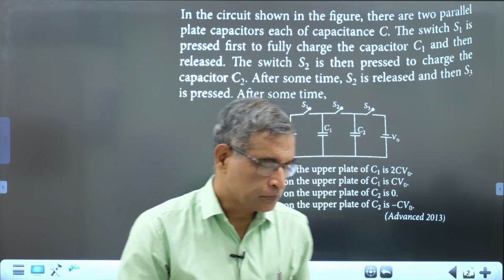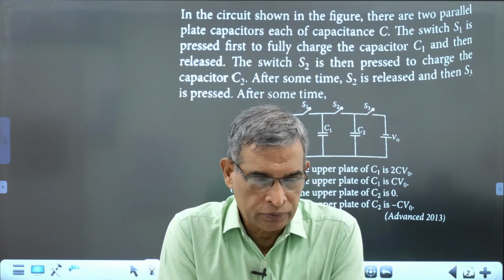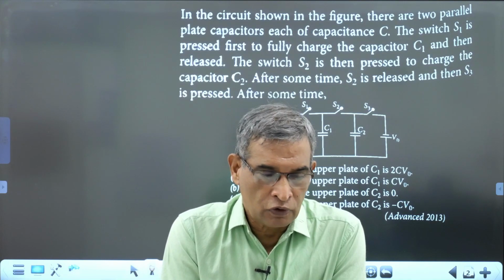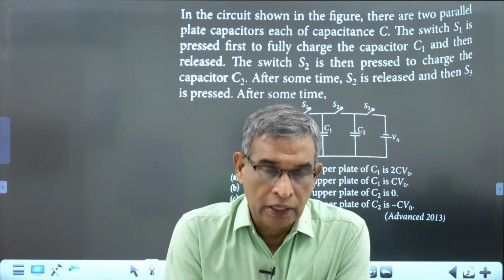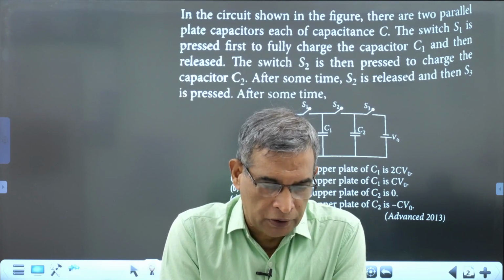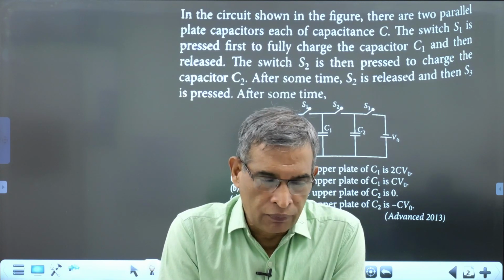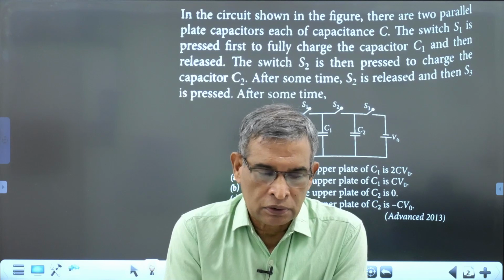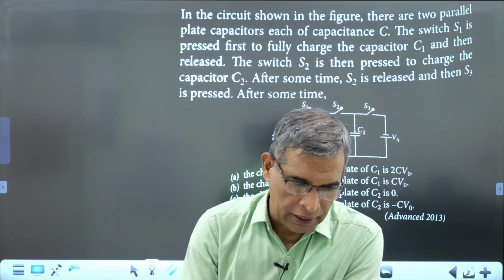The question is, in the given circuit shown in the figure, there are two parallel plate capacitors, each of capacitance C. The switch S1 is pressed first to fully charge the capacitor C1 and then released. The switch S2 is then pressed to charge the capacitor C2. After some time, S2 is released and then S3 is pressed after some time. And we are given the options.